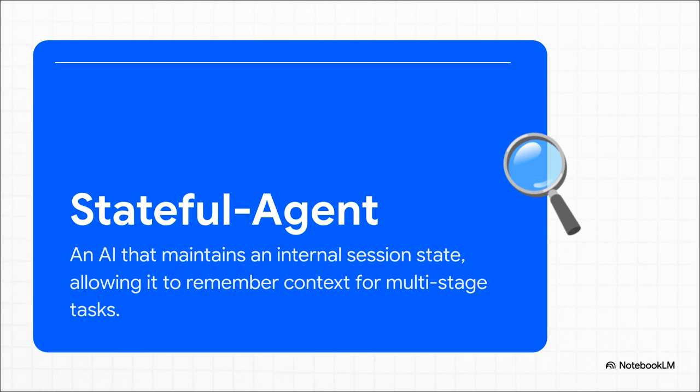A tool called SuperPrompt does exactly this. It turns your AI into a stateful agent. Basically, it's a complete command shell that gives your AI an internal memory, so it can finally keep track of context and tackle complex, multi-step projects right there with you.